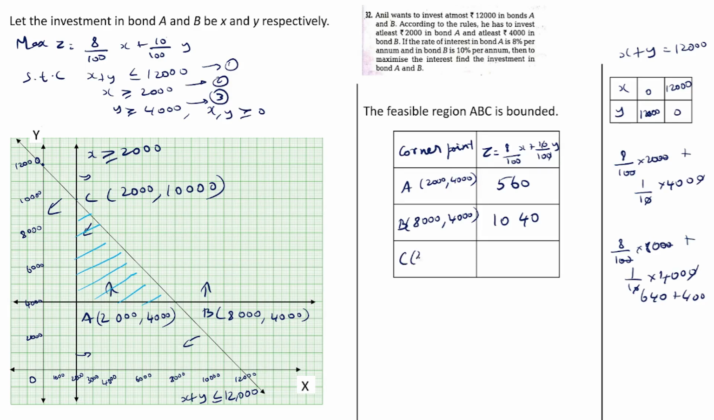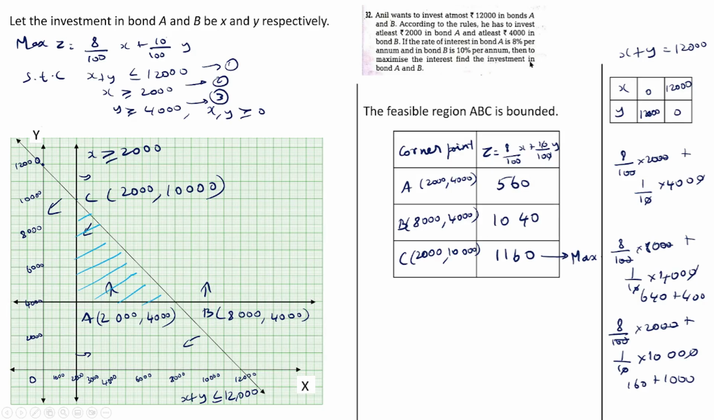Next we have the next corner point C (2000, 10,000). So again we have 8 by 100 into 2000 plus 1 by 10 into 10,000. So it is 160 plus 1000, it is 1160. So among all these, this is the maximum. So here we can see that the maximum value of Z occurs at C (2000, 10,000).